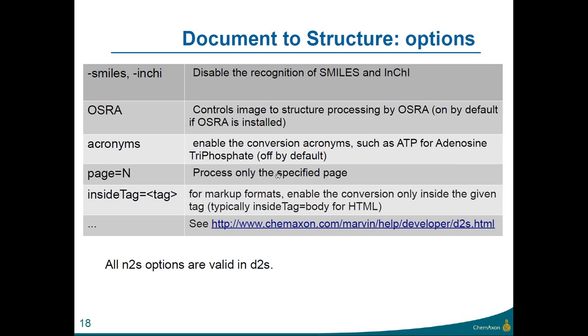So either this is for only one page, or you can also specify a range. And there are options for inside tag. If you think about HTML, then probably you only consider the body of the HTML, both to save time and maybe even to avoid some false hits, possibly in the title. If you don't want to process those, then you can use this option. And there are more options that you can find on the developer website for D2S. And in addition to this, all the options that are in N2S are also available for D2S. So you can also refer to those.